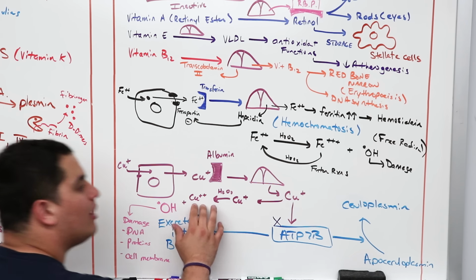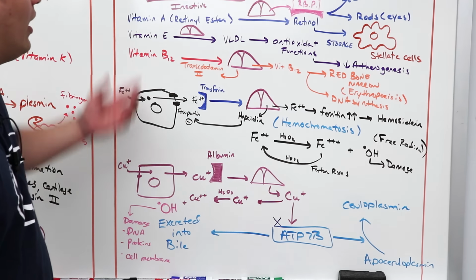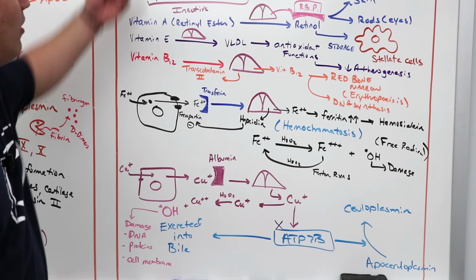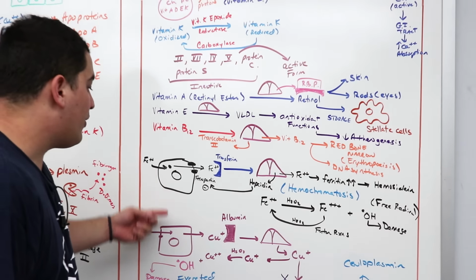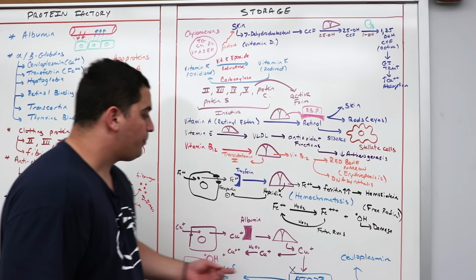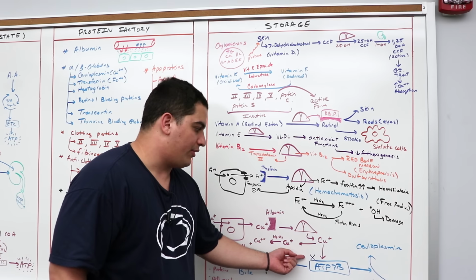So again, it is really important that we understand how the liver is storing all of these different types of fat-soluble vitamins or water-soluble vitamins, storing iron and storing copper, because if for just some reason there's a mutation in this gene, it can produce Wilson's disease.